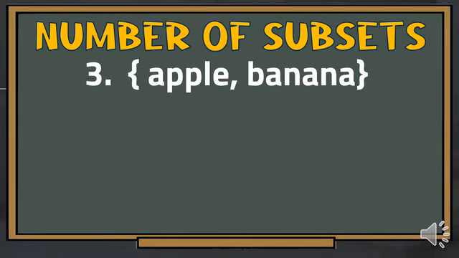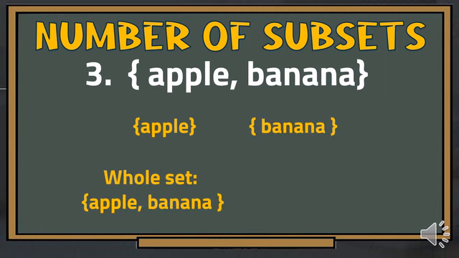Apple and banana. Okay, let's add another element to our example set. How many subsets does the set of apple and banana have? It could have apple or banana, and don't forget the whole set and the empty set. So a set with 2 elements has 4 subsets.